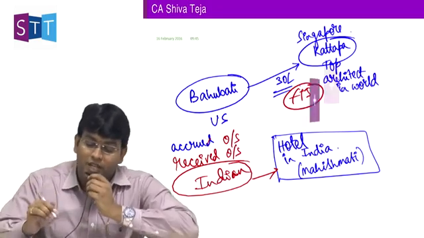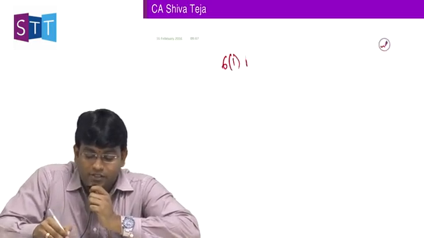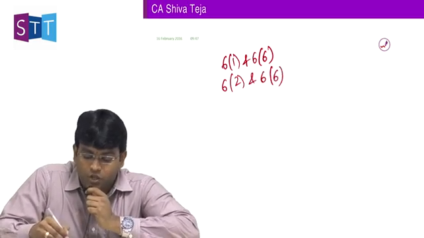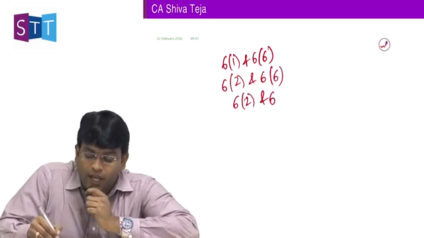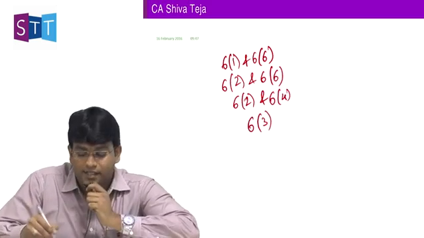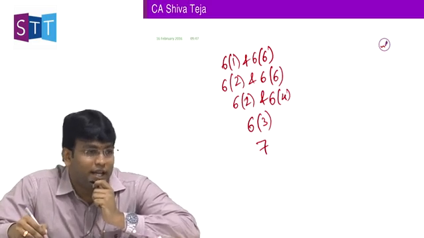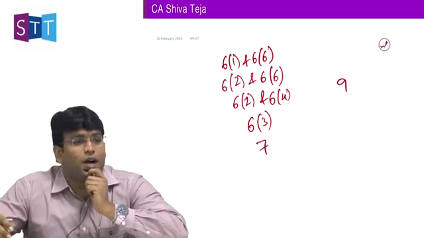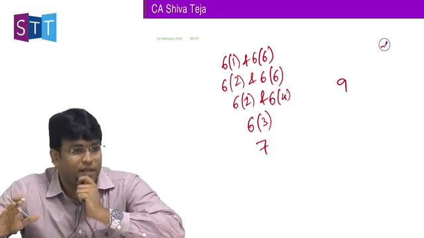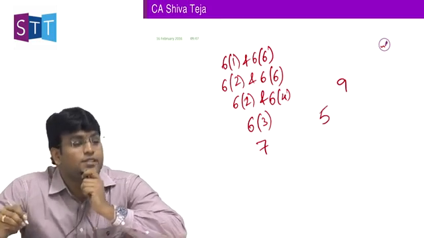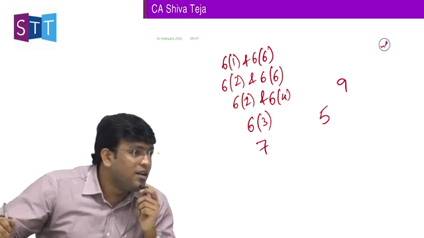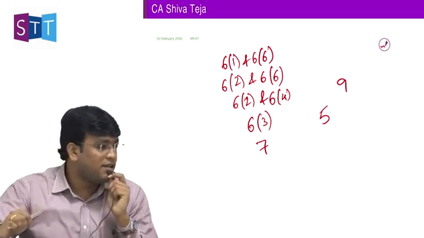So what are the things we learned so far, my dear friends? 6.1 and 6.6 talk about what condition? Basic and additional for individual. 6.2 and 6.6 HUF. 6.2 and 6.4 AOP, BOI, AJP, others. 6.3 company. Section 7: incomes deemed to be received in India. Section 9: income deemed to accrue or arise in India. But there are some more points which I'll cover. Then we also covered section 5, scope of total income.